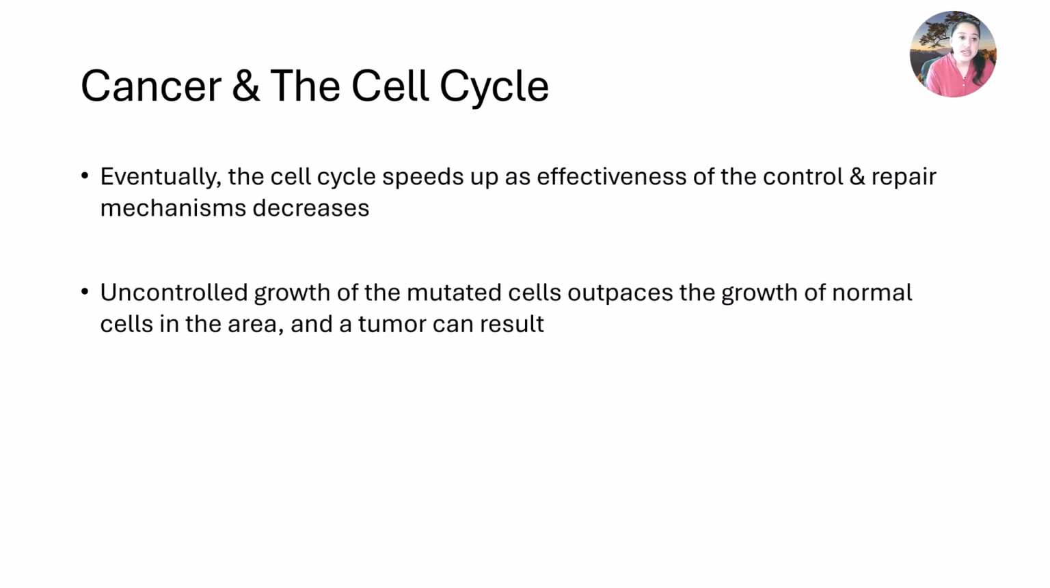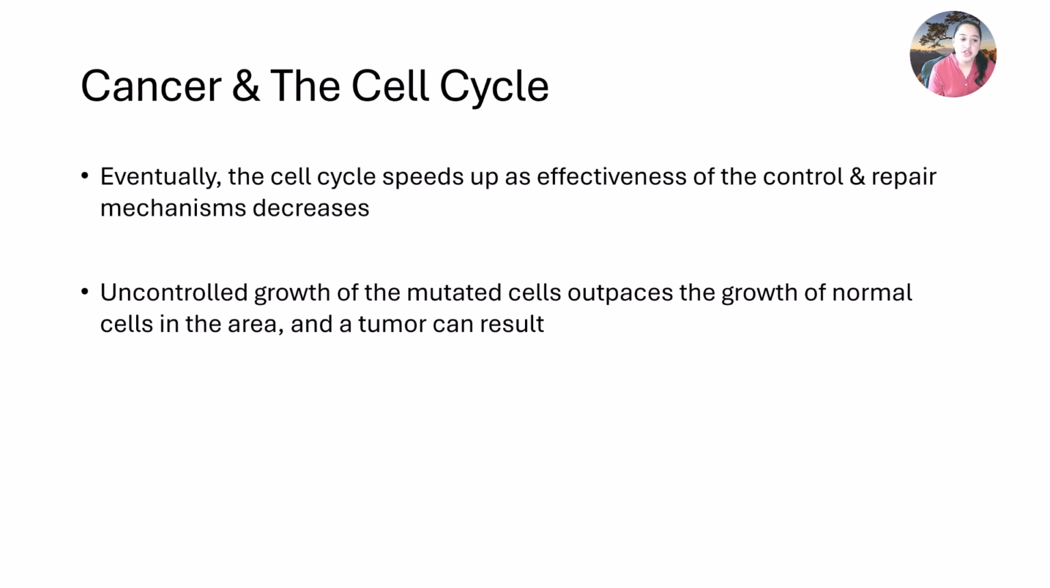So eventually, because of all these different mutations and errors that build up, the cell cycle speeds up because the control mechanisms decrease and the repair mechanisms decrease. So it's like there's nothing slowing down this cell cycle. Without all these other things keeping it in check, again, it's just snowballing. The cell cycle speeds up because there's nothing keeping it in check.